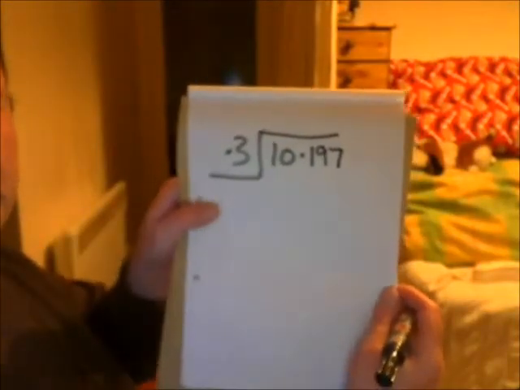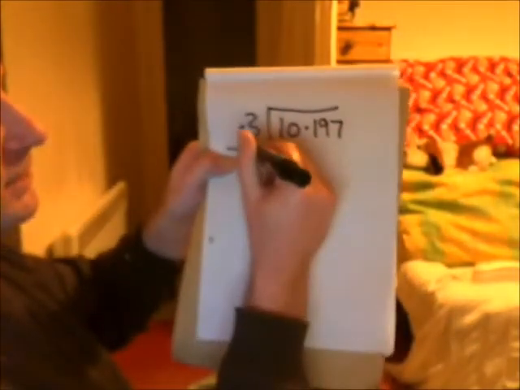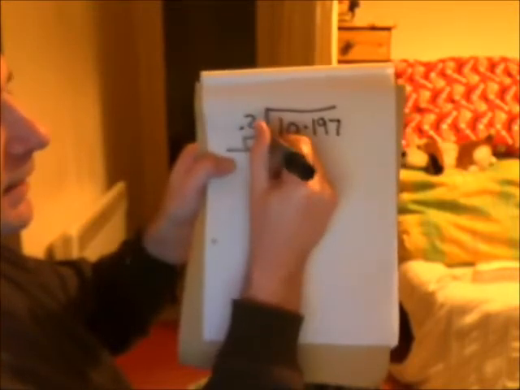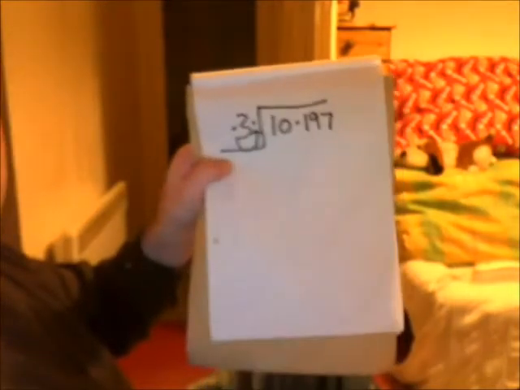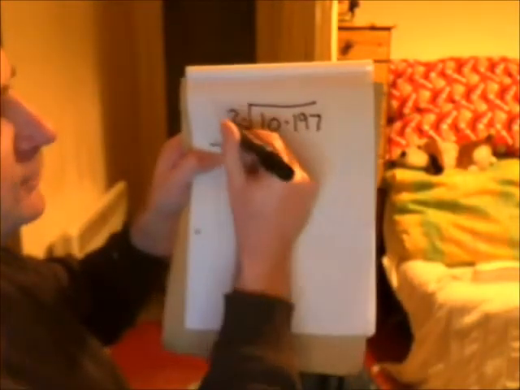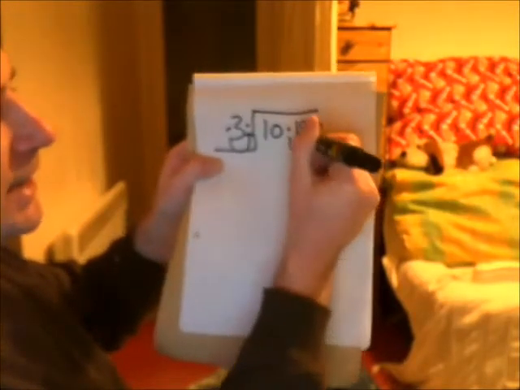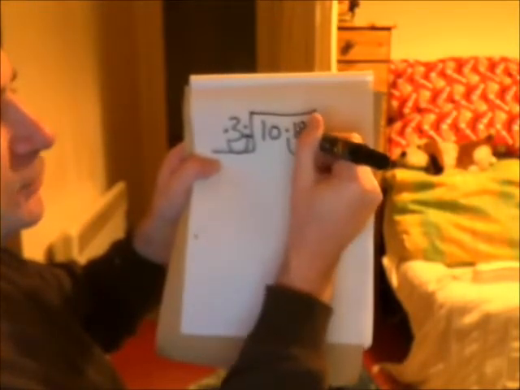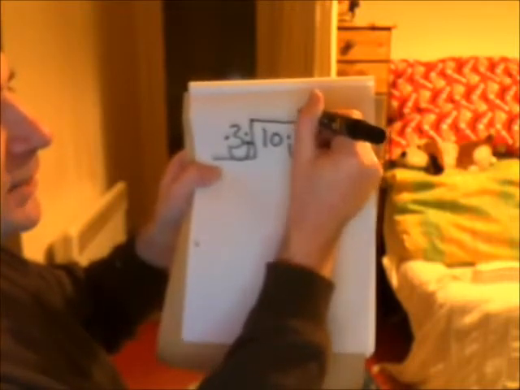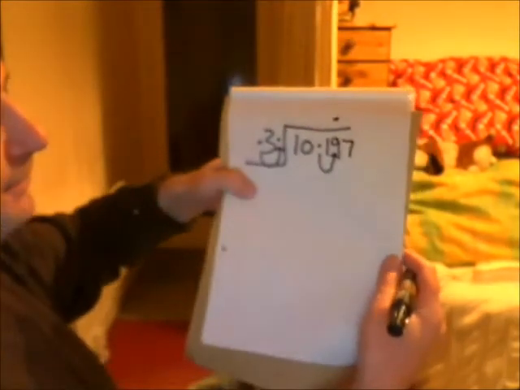0.3 into 10.197. Same procedure as before, exactly the same. We've got to make that a whole number, so your decimal point is getting moved one place. If we move that, we've also got to move the decimal point in the dividend, and we don't show it there, which will just totally confuse us, but that is where it'll be going, in between where the 1 and 9 is there, but above it.